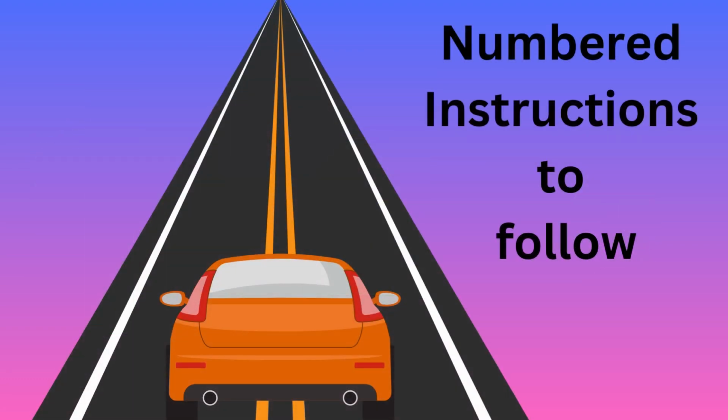Ordered list tag is generally used to display instructions or information that has to be followed in an order. For example, starting a car. For that, you need to follow instructions in order, right?